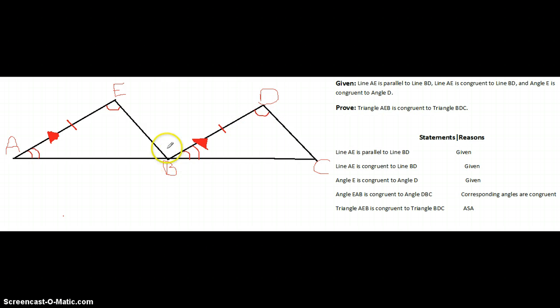Simply it is that when you have two angles and their included side marked congruent, then you know that those two triangles are altogether congruent. So that's it.